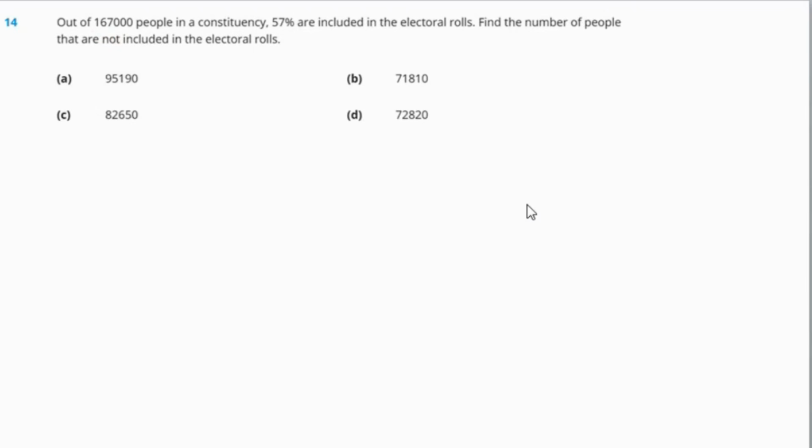Now, next is: out of 1,67,000 people in a constituency, 57% are included in the electoral rolls. Find the number of people that are not included over there. So 57% are included over there.